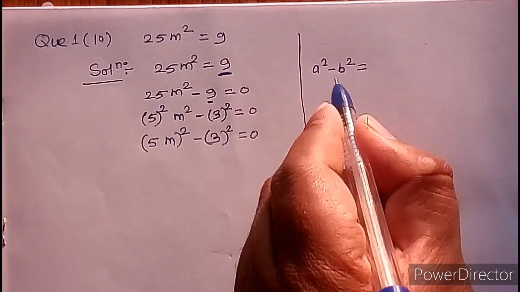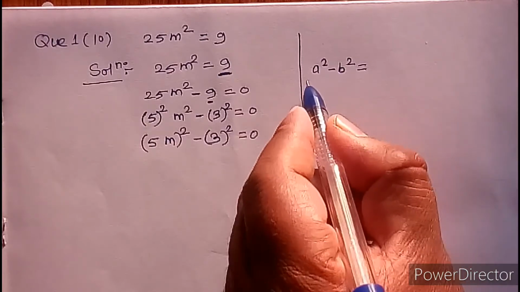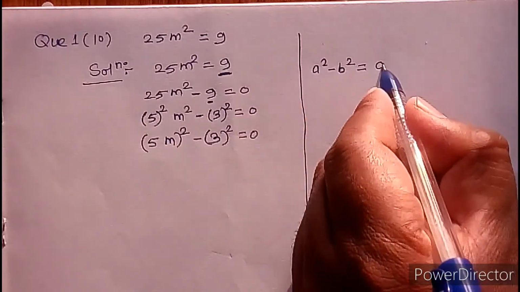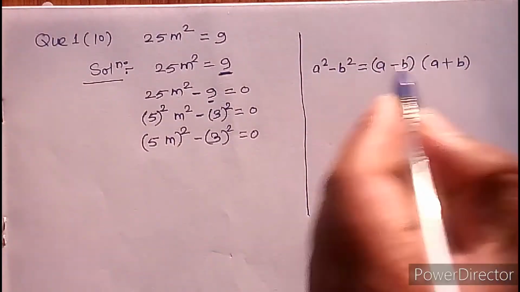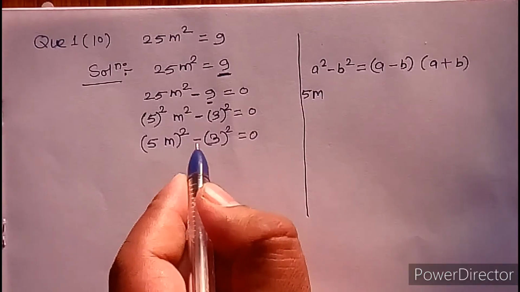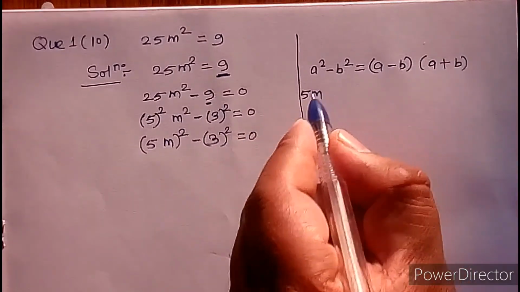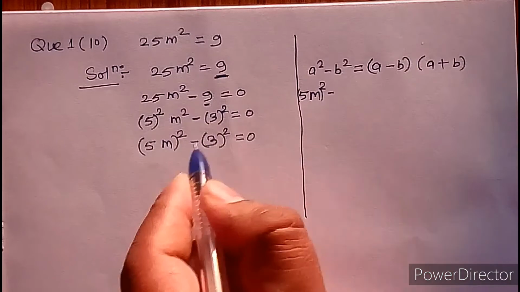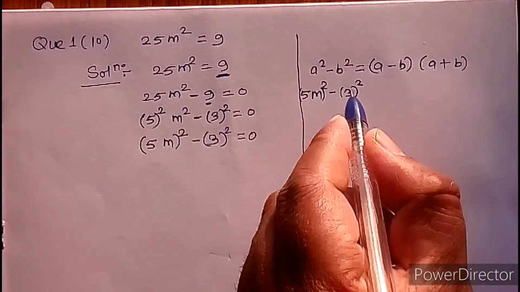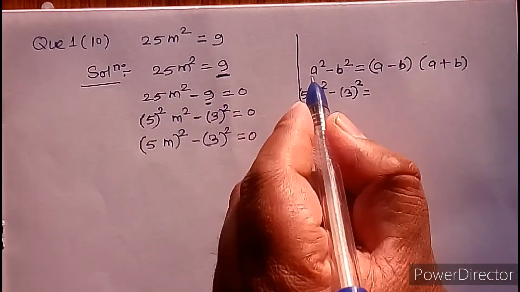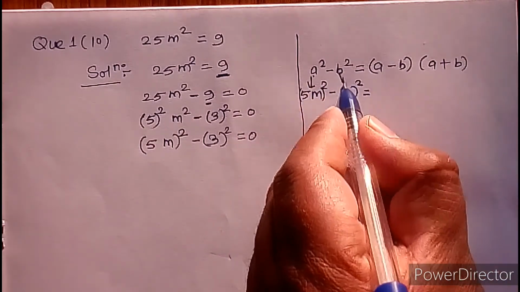You have to recall and use this formula: a square minus b square equals a minus b into a plus b. Now this 5m square minus 3 square is in the form of a square minus b square. Here, instead of a there is 5m, and instead of b there is 3.